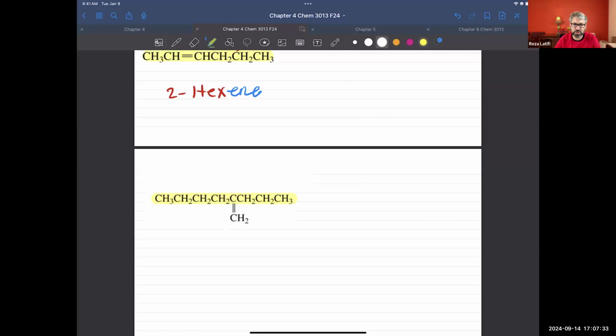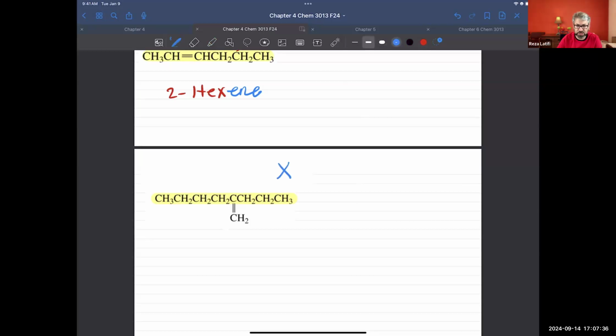The answer is going to be no. Why? This one is not correct because it's not including the double bond. So that's not going to be correct. I'm going to erase this one, and I will say the parent chain will be this. Why not to the right side? Because you will have more carbon on the left side. So you say 1, 2, 3, 4, 5, 6.